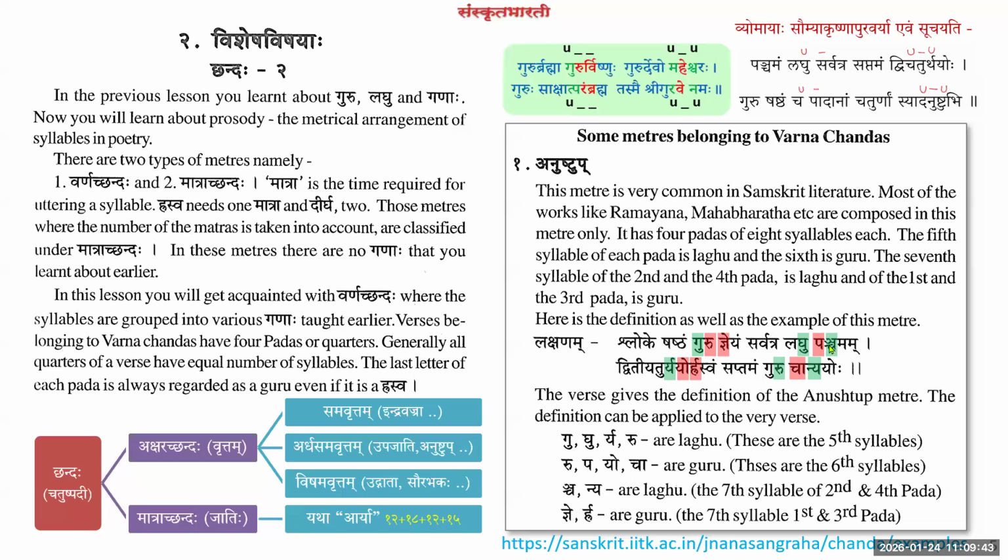The 7th has variation. So odd padas 1 and 3 have Guru in the 7th position, and Laghu in the 7th position in the even padas. That is for Shloka. In generic Anushtup, there is no seventh syllable rule at all for the odd padas. There is a rule for even padas, just to follow. So the even padas are just like Shloka in Anushtup, but the odd padas have a little freedom. In the seventh column, there is no rule. That's what you can see.